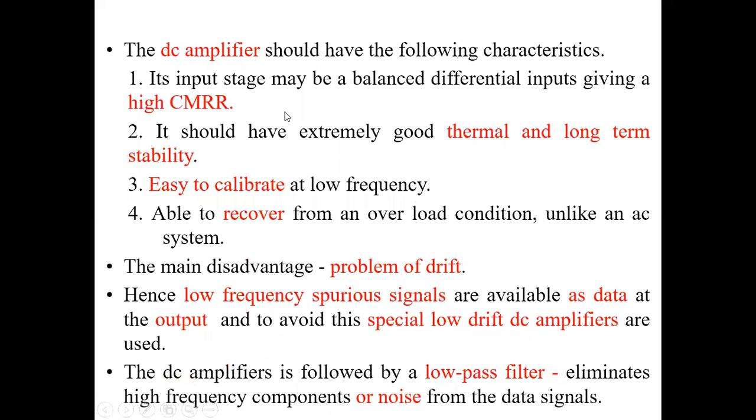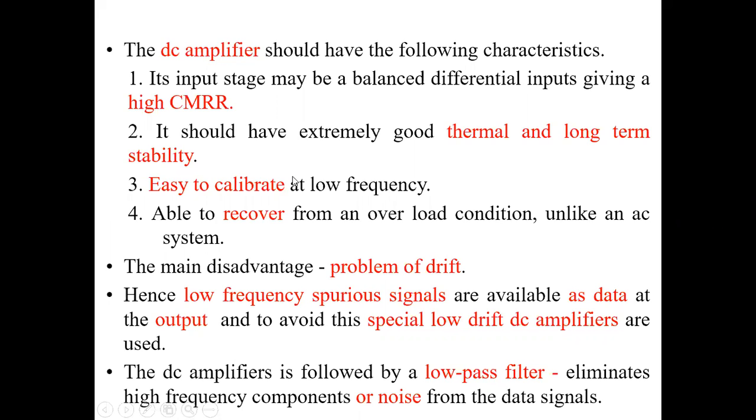The DC amplifier should have certain characteristics: it should have high CMRR, good thermal and long-term stability, it can be easily calibrated at low frequency, and it is able to recover from an overload condition, like an AC system. It can easily recover from an overload. These are the properties of a DC amplifier. We know what an amplifier is; the amplifier has certain properties.